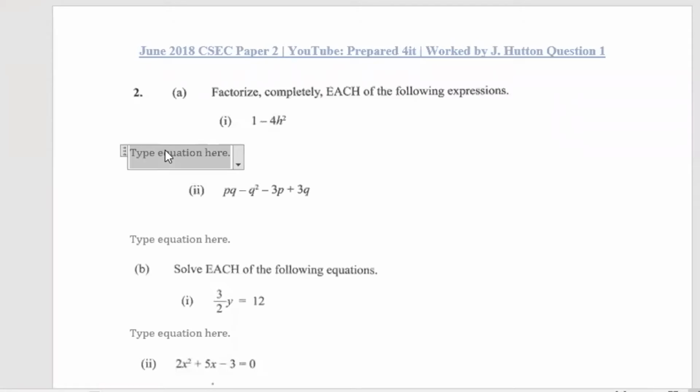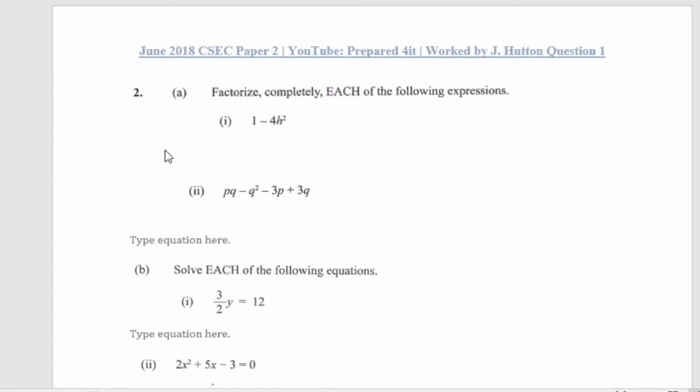So we're now working question 2 from the June 2018 paper, and it says factorize completely each of the following expressions. And by now, if you're practicing, it will be easy for us to identify certain stuff. So when we look at part 1, what we know is that this will eventually work out to be the difference of 2 squares. Very good.